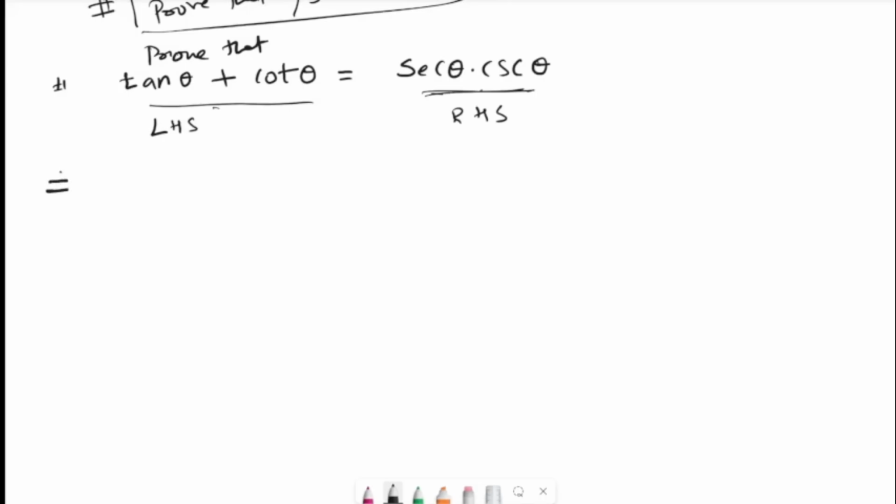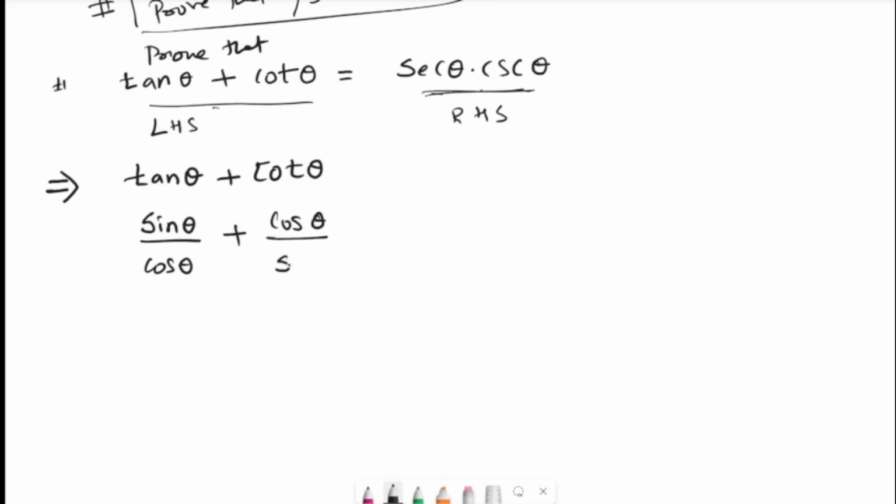This symbol is called implies, remember? I'm just going to rewrite the first statement, cot theta. If you look closely, the answer is in terms of secant and cosecant, so we have to express this in sine and cos. So I'm going to express tan theta as sine and cos. Tan theta is sine theta over cos theta, and cot theta is cos theta over sine theta.